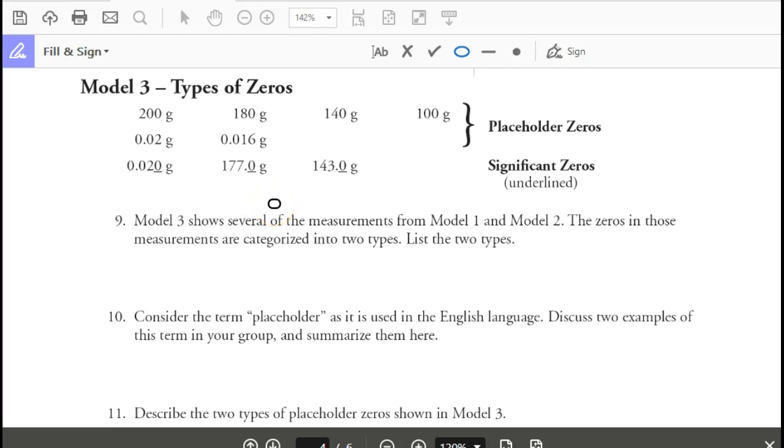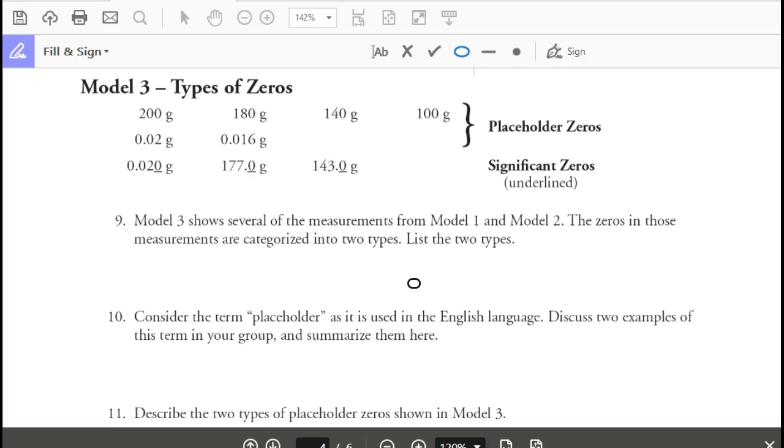Okay, Model 3, types of zeros. Model 3 shows several of the measurements from Model 1 and 2. The zeros in those measurements are categorized in 2 types. List the 2 types. It's giving you a bunch of different zeros, and here it says that the first two are placeholder zeros, and these are significant zeros. So the two types would be placeholder zeros and significant zeros.